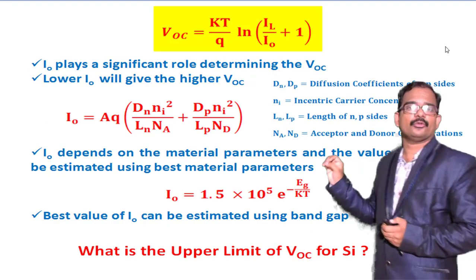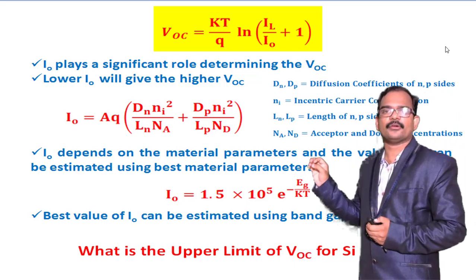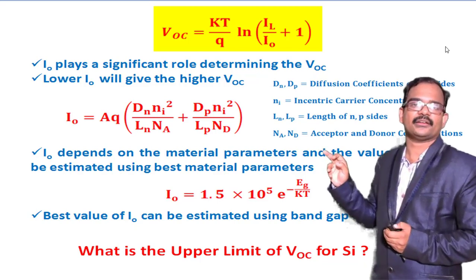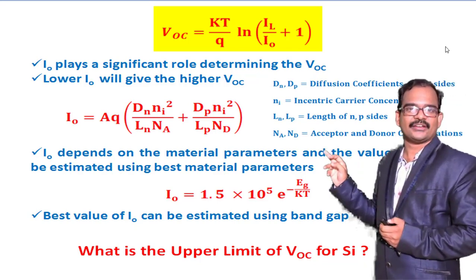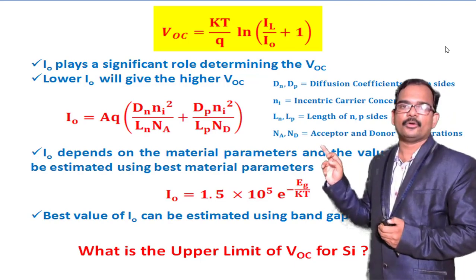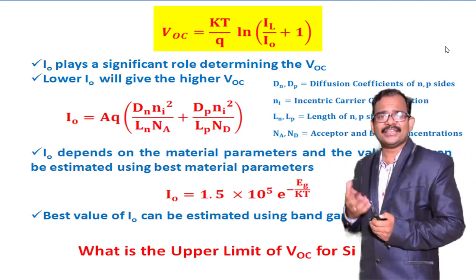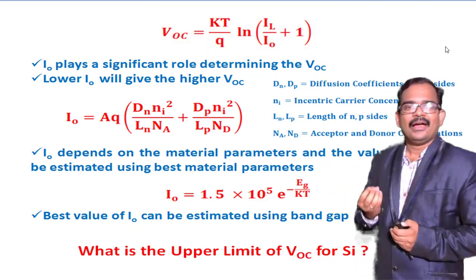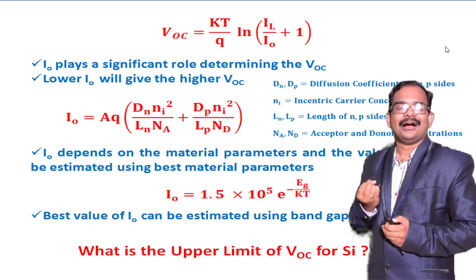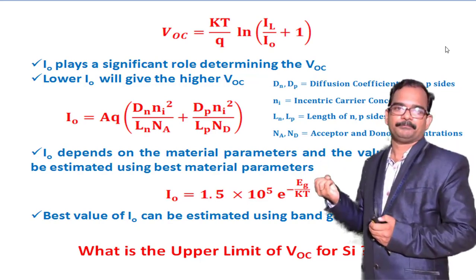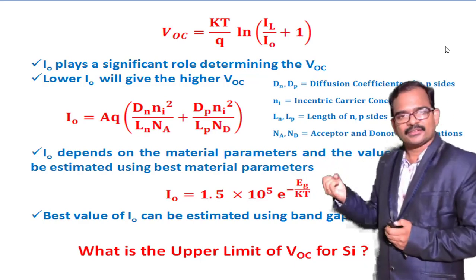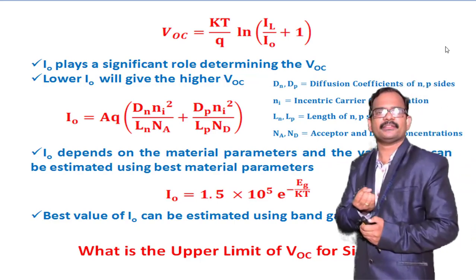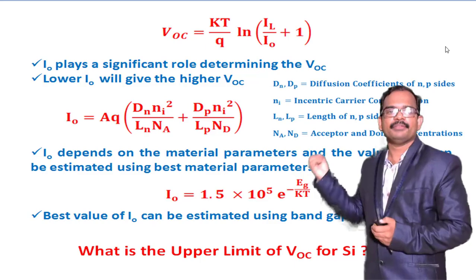So what is the equation of VOC? VOC equals kT by Q ln of (IL by I naught plus 1). This IL is nothing but the photon current and I naught is the reverse saturation current. Q is the charge of an electron, T is the temperature, and k is the Boltzmann constant. I naught plays a significant role in determining the value of VOC. That is, lower the value of I naught, higher will be the value of VOC. If I naught is less, then VOC will be more. If I naught is more, then VOC will be less. Therefore, I naught plays a very key role in determining the value of VOC.